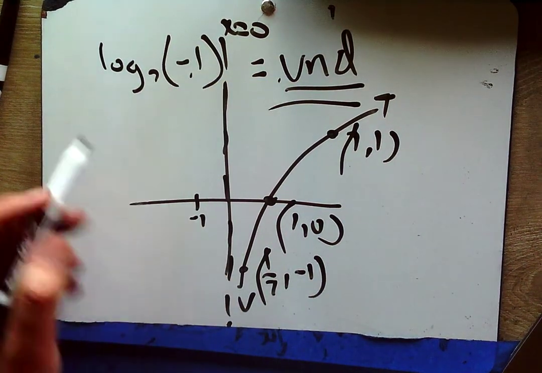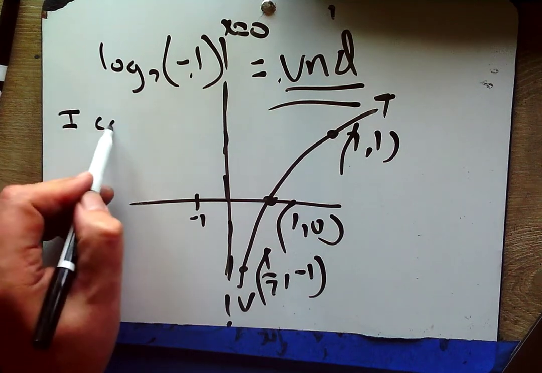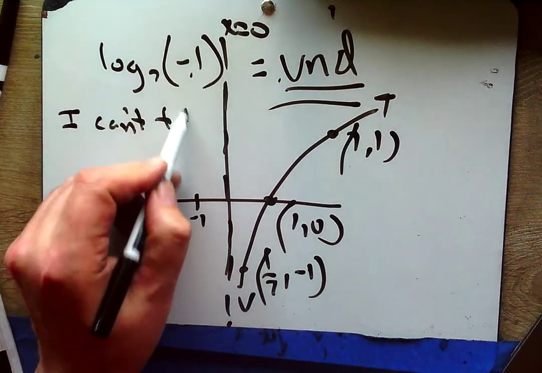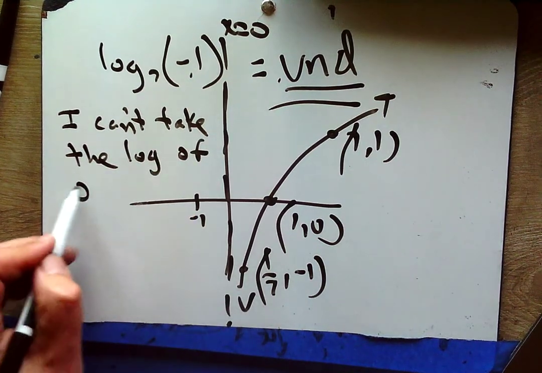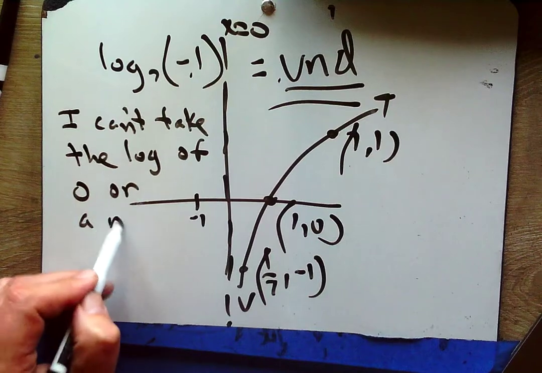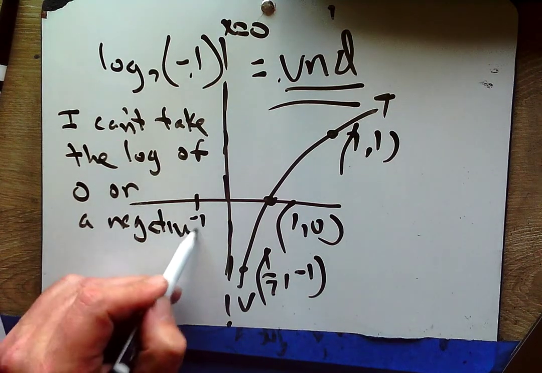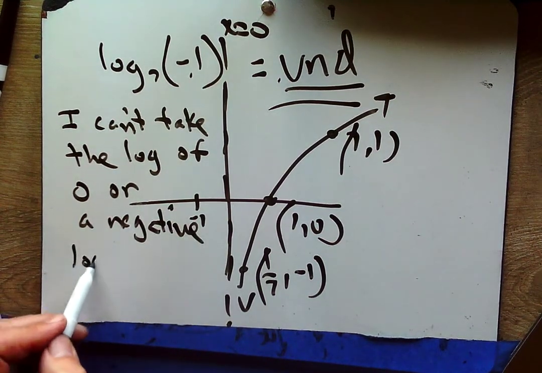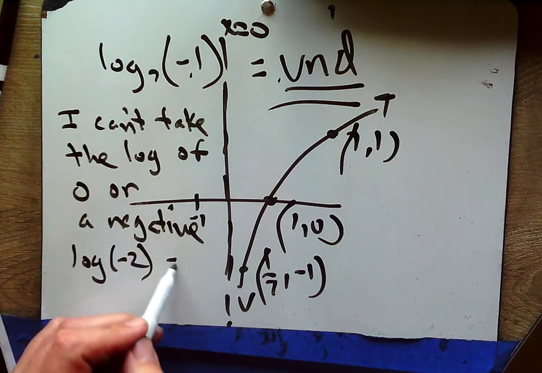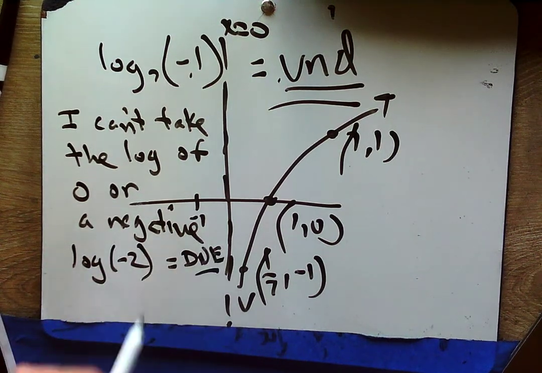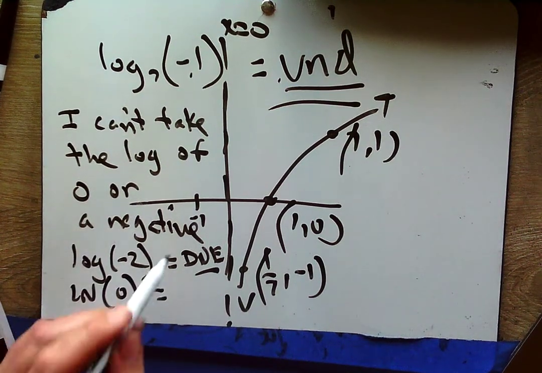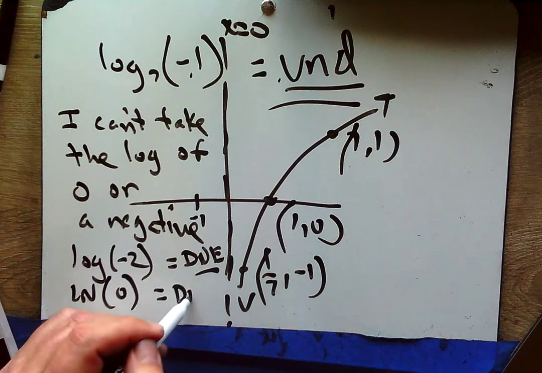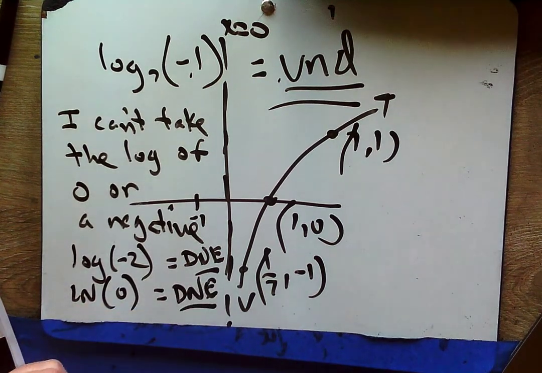It might be useful to write down: I can't take the log of 0 or a negative. If someone shows you log of -2, you say, no way, that doesn't exist. If someone shows you ln of 0, you say, no, there's a vertical asymptote at 0. That doesn't exist. Okay?